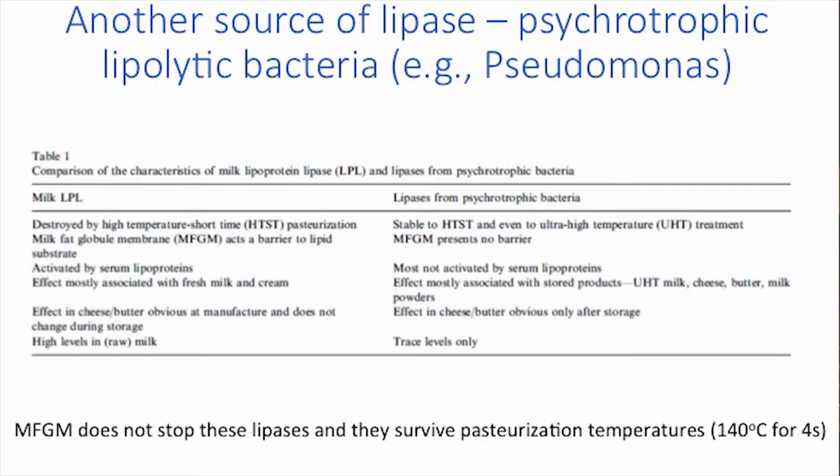These behave very differently, and one important thing is that the psychrotrophic lipases survive pasteurization temperatures. They survive 140 degrees C for 4 seconds. So if you have contamination by these bacteria, they like producing the lipase because it's food, right? And they're not affected by the milk fat globule. They are impervious to it. The milk fat globule membrane presents no barrier. But to the lipoprotein lipase, it does present a barrier. But these guys get right through.